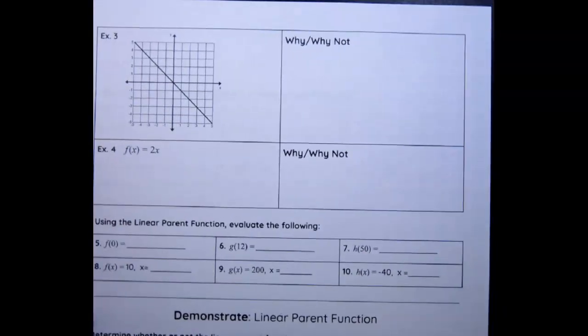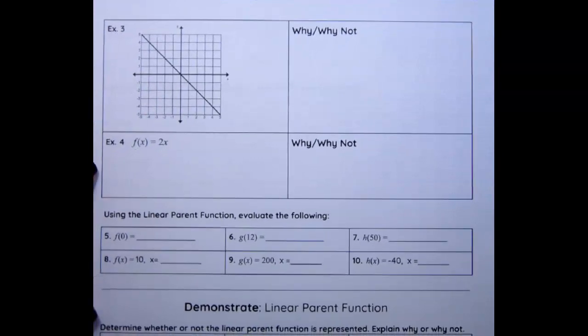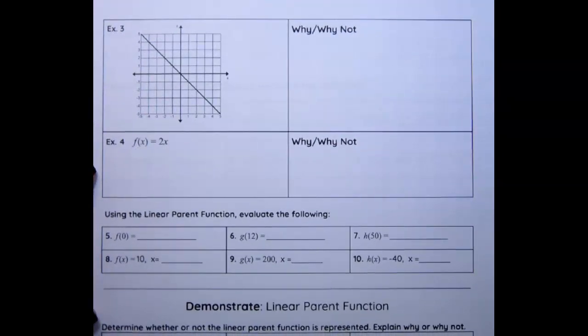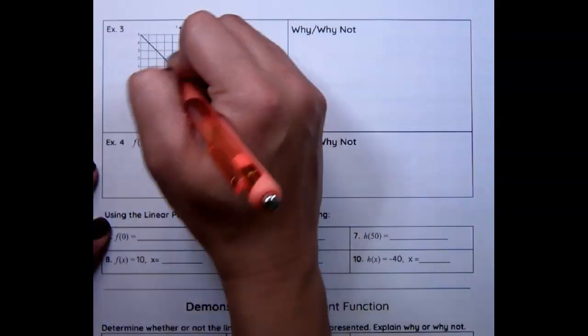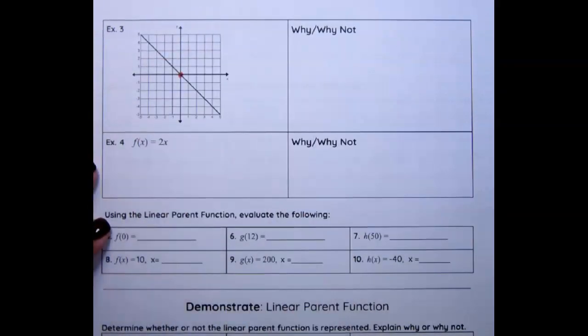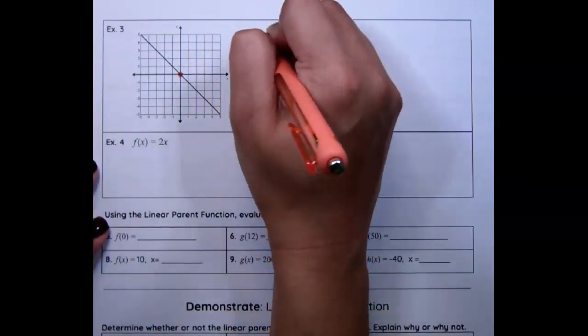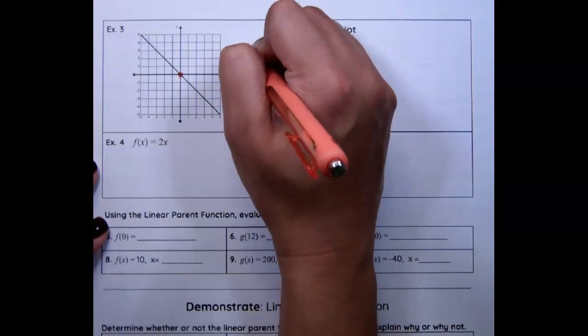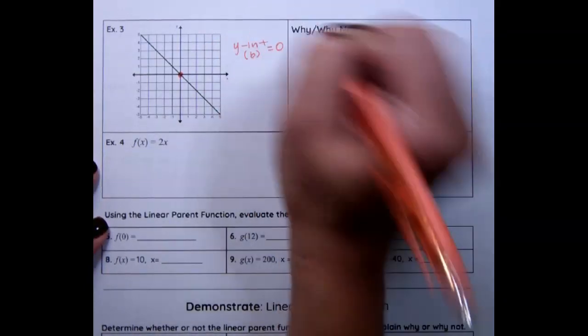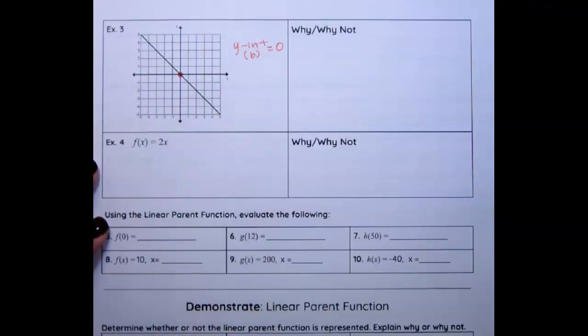Example number 3. Well, this time we have a graph. So remember the two things we said we have to have in order to say that the graph is the parent function. The first thing is my y-intercept needs to be at 0, which this one is, and then the slope has to be 1. So this y-intercept, or b, is 0. But now I have to find the slope of this graph.